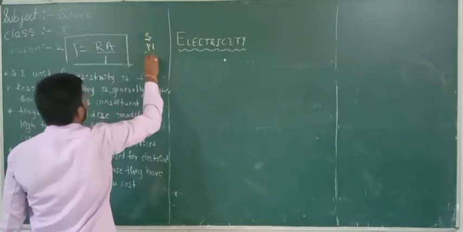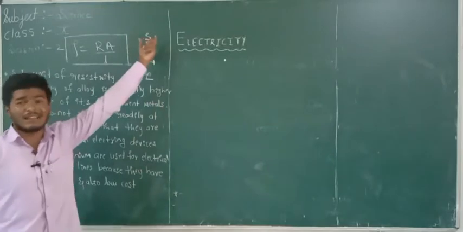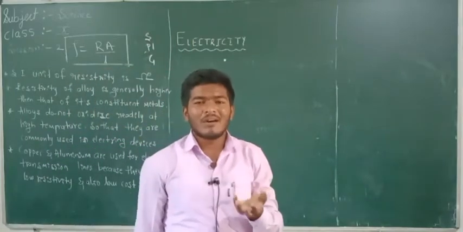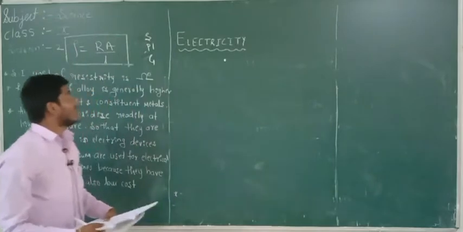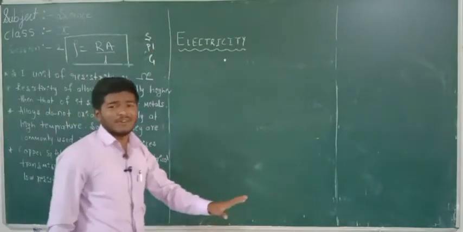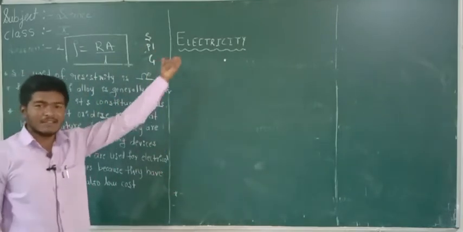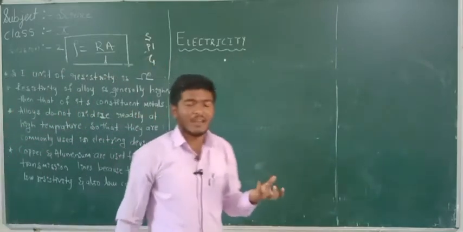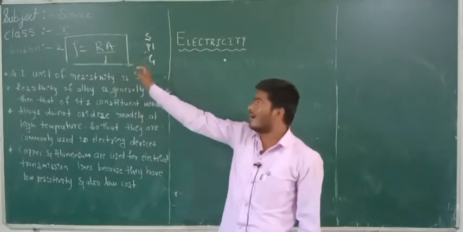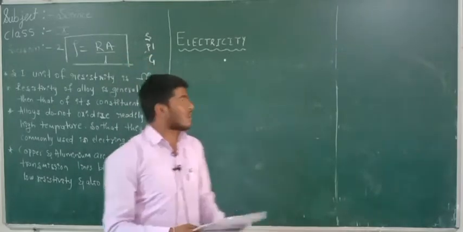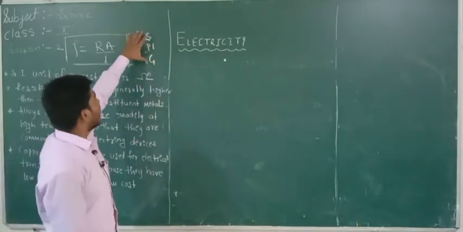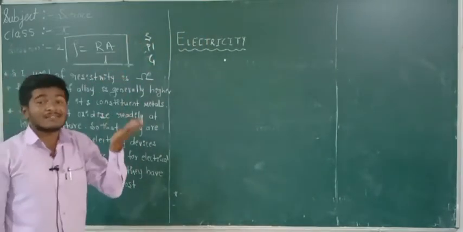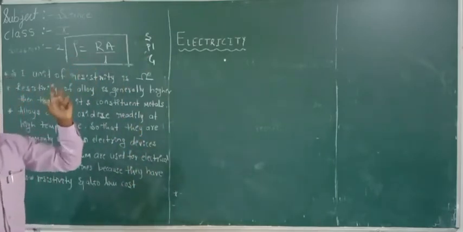Silver, platinum and gold. Silver has a very low resistivity, but we are not going to use silver metal in the electrical circuit. Why? Because it's a very costly metal. And also platinum has a very low resistivity, but we are not going to use platinum because it is also one of the costliest metals. And also gold has a very low resistivity, and it is also not used in any electrical circuits because it is very costly. So we are going to call these the superconductors. Why do we call them superconductors? Because they have very little resistance. So resistivity is the main factor.